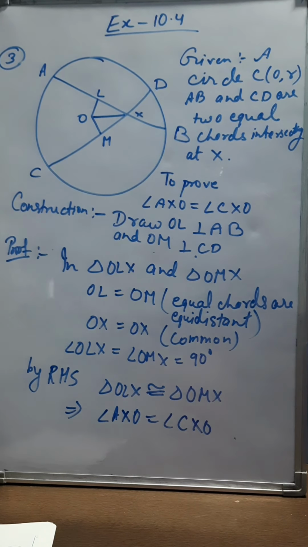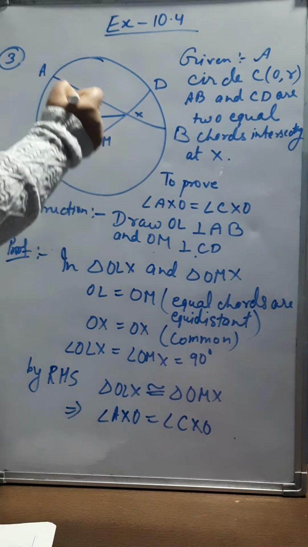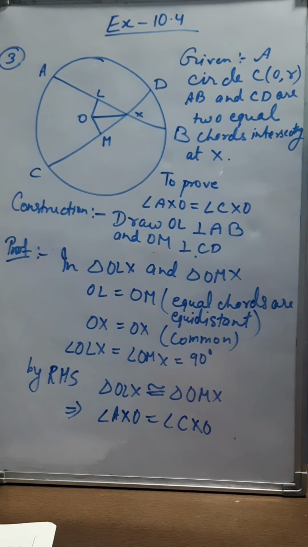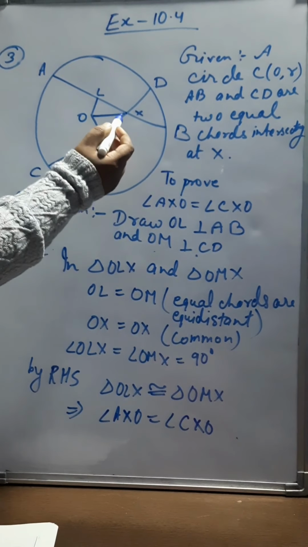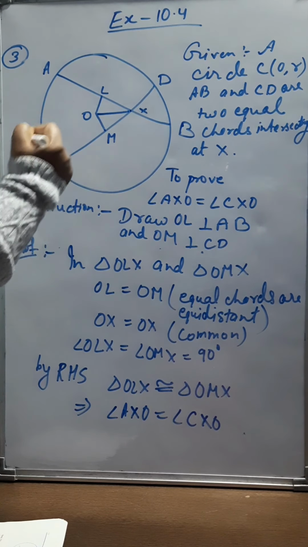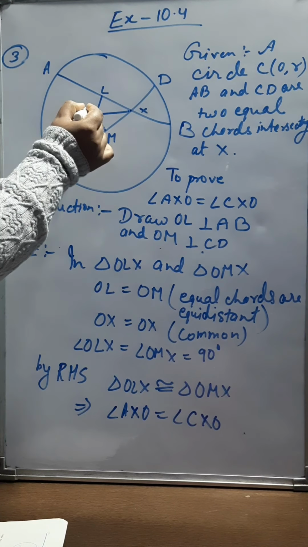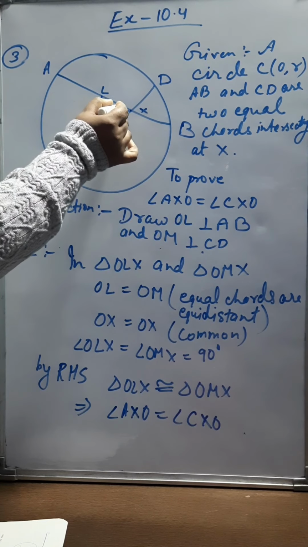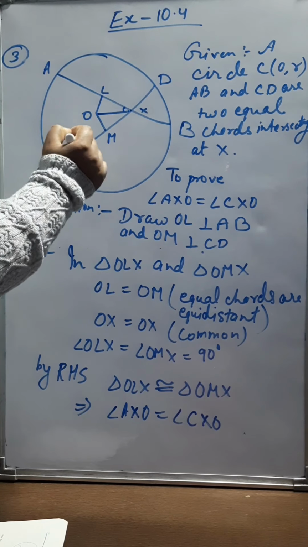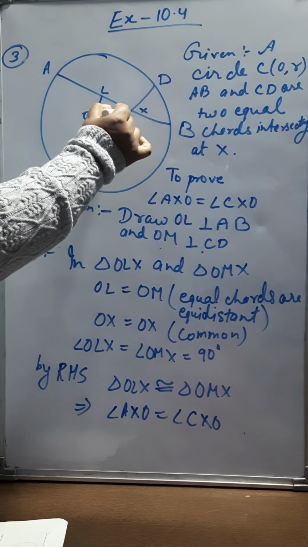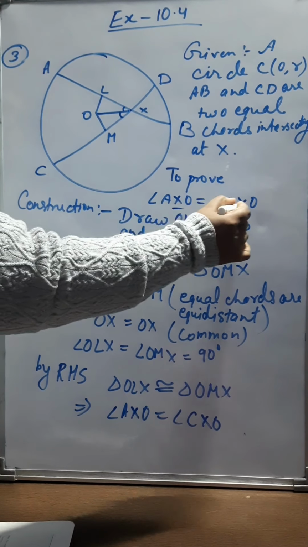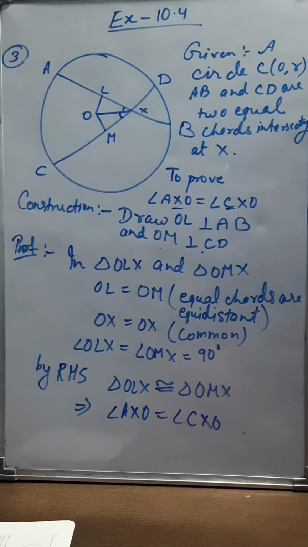So you can see here I have taken two equal chords AB and CD. Both are intersecting at point X. We have to prove that the line joining the point of intersection to the center, which is OX, makes equal angle with the chords. This line OX is making angle AXO with the chord AB, and OX is making angle CXO with the chord CD. We have to show these two angles are equal. So first we will write the given part and what to prove.